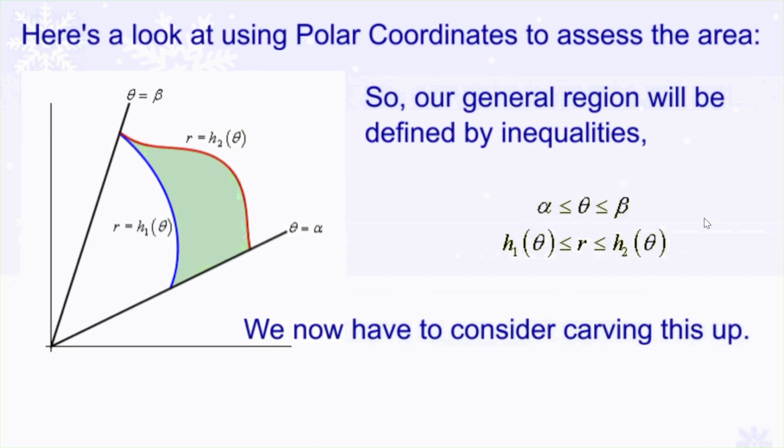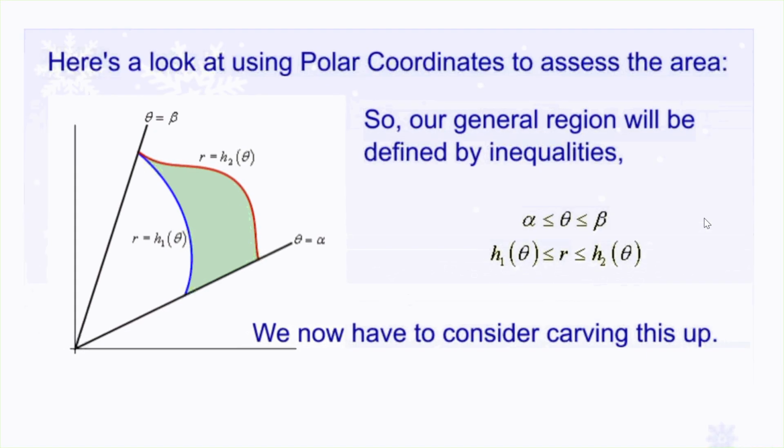Then r can be listed in terms of functions, though r can also be numeric values. The closest radius is going to be represented by h1 of theta, and then the radius further away is going to be represented by h2 of theta. So if we range r between h1 theta and h2 theta, it's going to fill in this space in between the inner and outer radius. And then if I rotate theta from alpha to beta, I'm going to cut off those particular bounds.